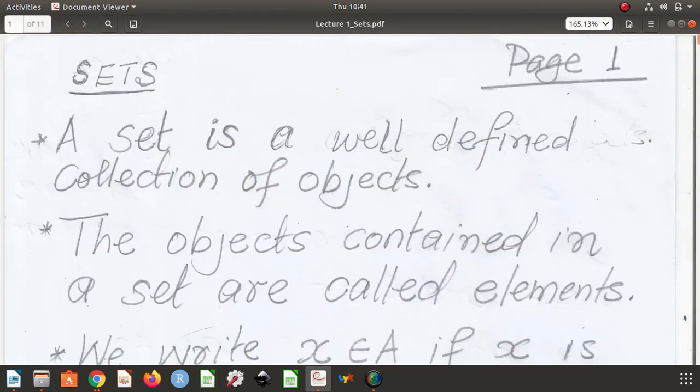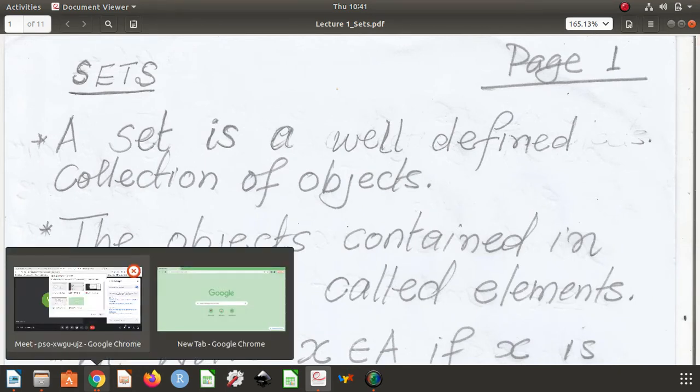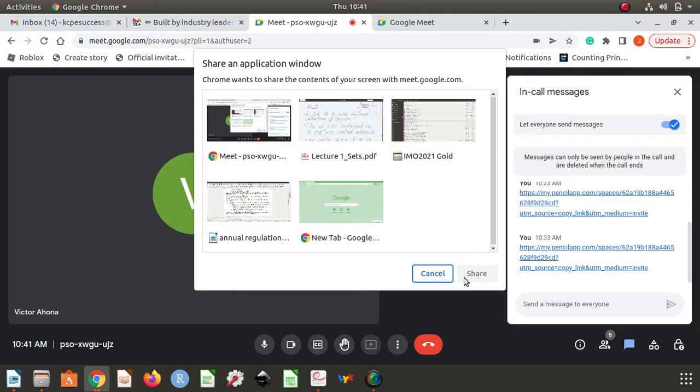So I will send you this set of notes. I thought Tito had shared them with you, but that's fine. I will send them to you.